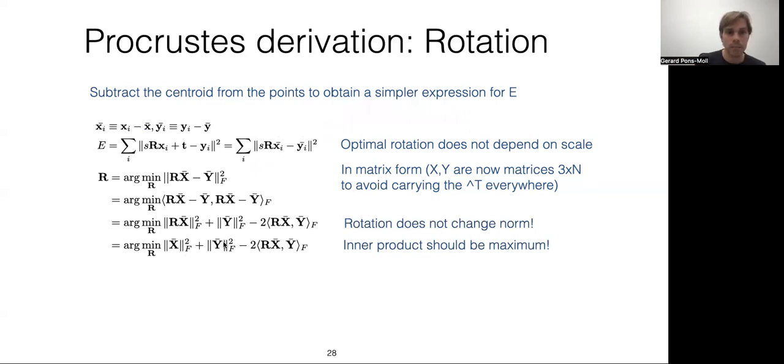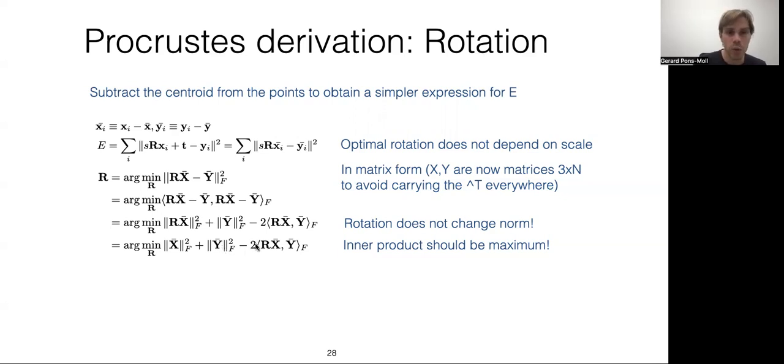And now we have something that does not depend on R. We're going to drop it in a second. Something else that also does not depend on R. So X and Y don't depend on R, so we're not interested in those terms for the purposes of the optimization.